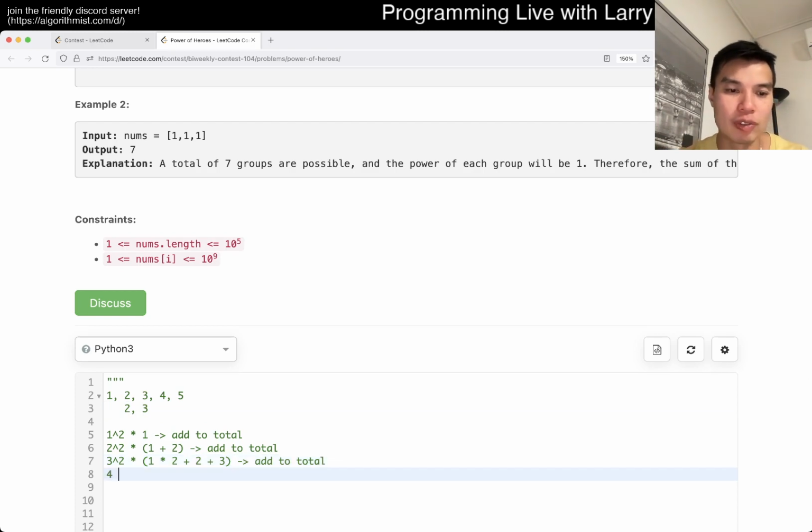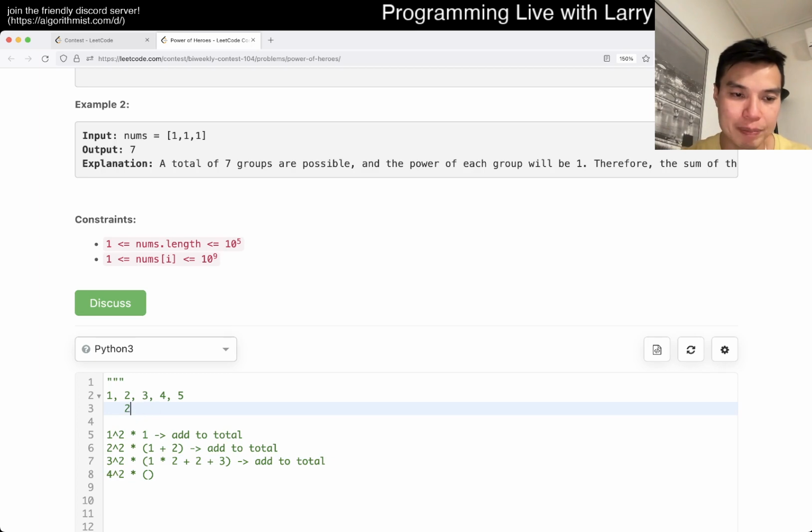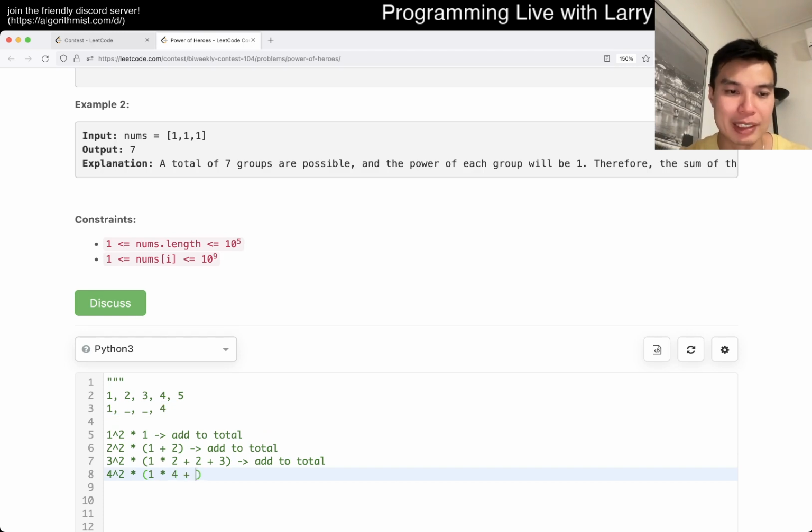And now 4 squared times, what happens? It's going to start like this, so it's actually 1 times 4, because now there are 2 to the 2 possibilities of the in-between stuff. And then when we move to 2, it's plus 2 times 2, plus 3, plus 4. Add to total. So that's basically how I did it, to be honest.